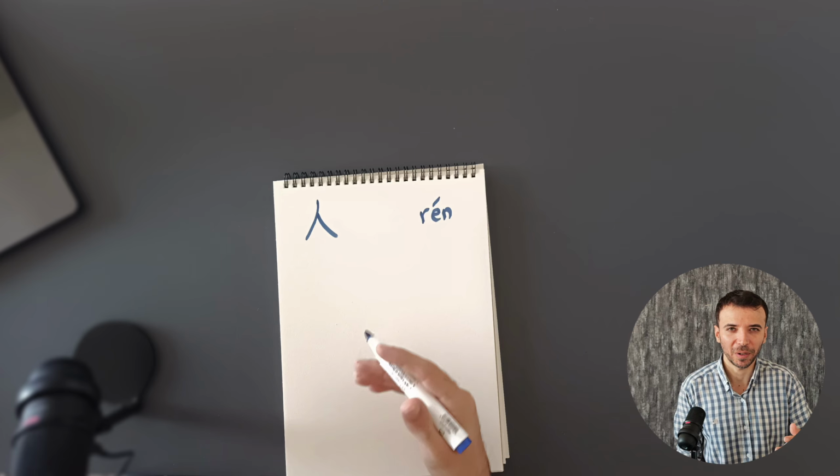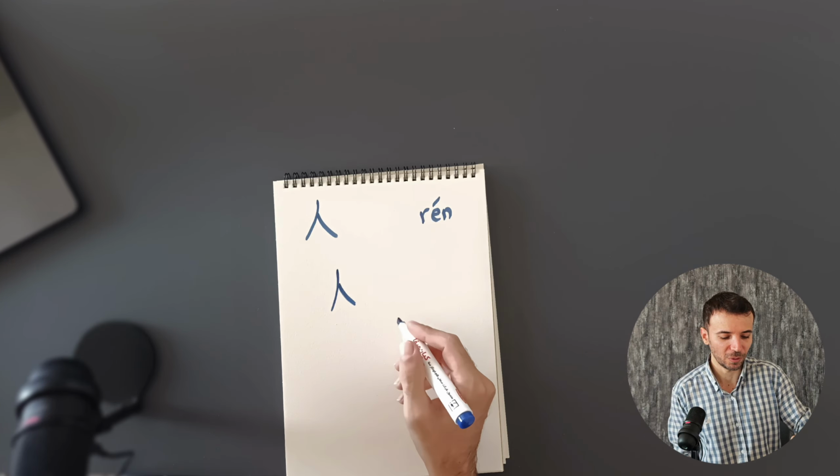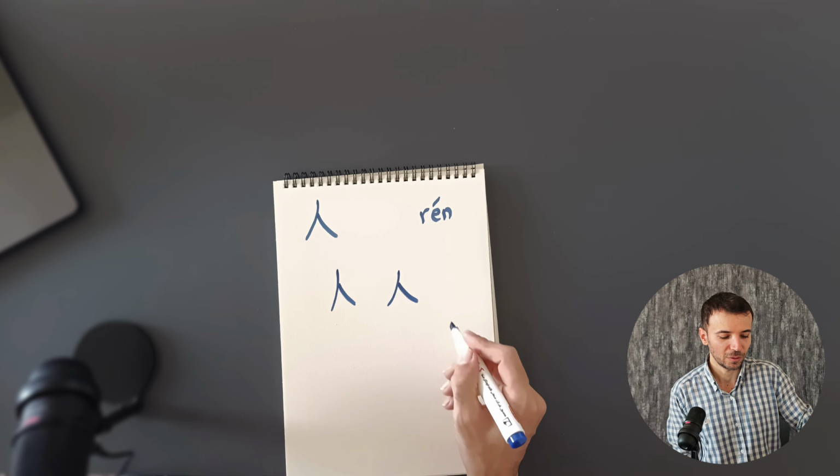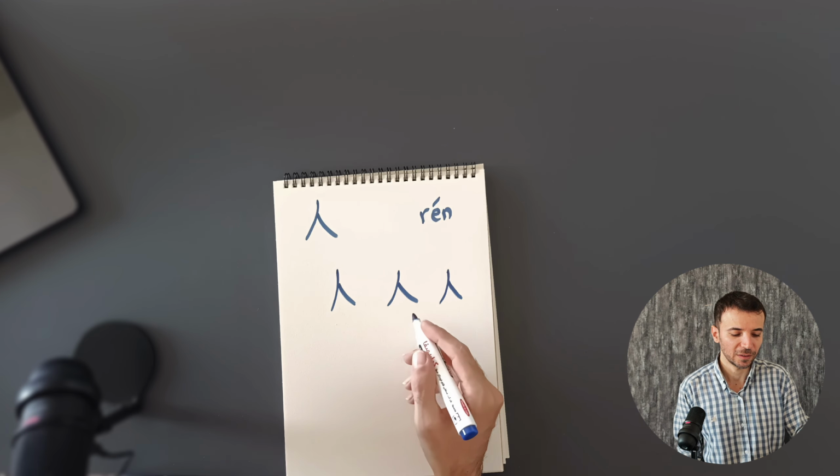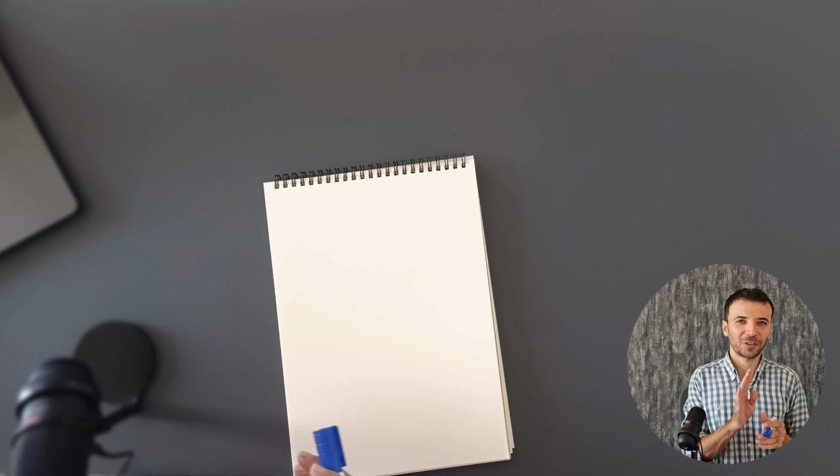Rén means people or person. If you look at the very old way of writing this character, you can see it looks like a person. So I hope it helps you to remember this character a little bit better. Let's write it again. 1, 2, 1, 2, 1, 2. Rén. Try to repeat with me. Rén. I stop here, but you try to write it 10 times, 20, 40, as many times as you need until you master the character. Alright, that was character number 4.